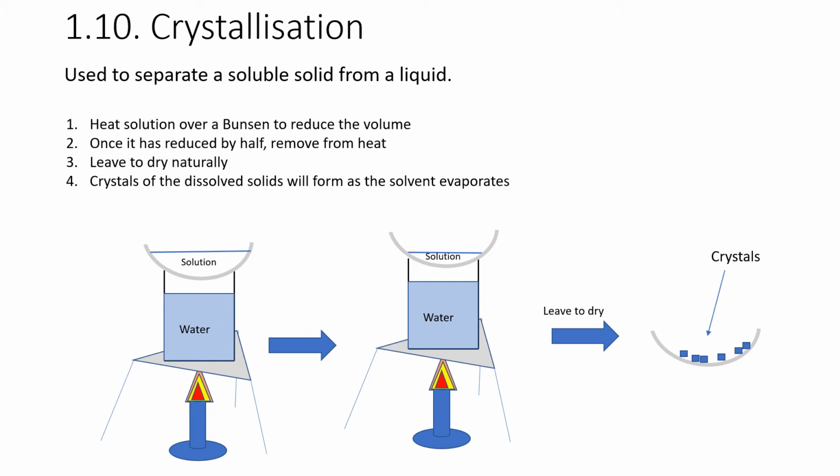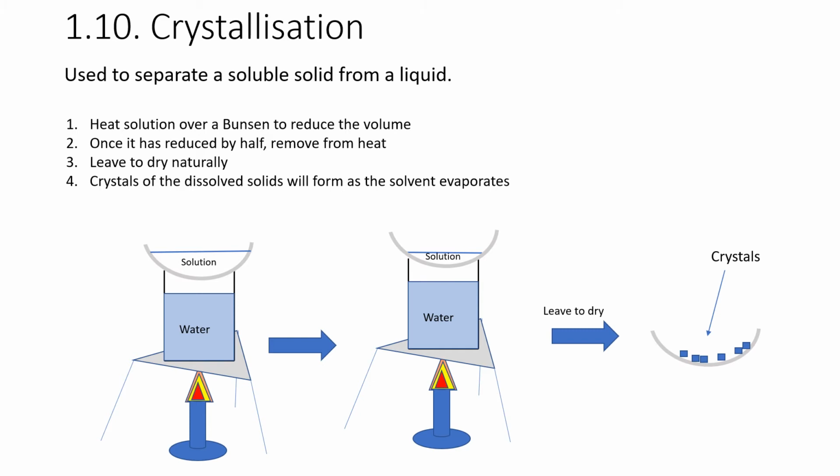were dissolved within it. So, to achieve this, we put our solution in the setup as you can see on the left here, with a Bunsen, with a tripod above it, a beaker containing water, a crucible or an evaporating dish, and your solution will be in there. We'll then heat the solution until it's reduced by about half, at which point we'll leave it to dry naturally on a windowsill or somewhere warm.